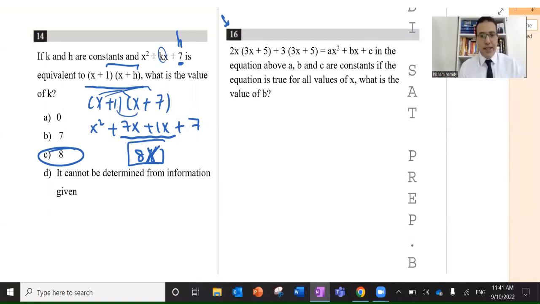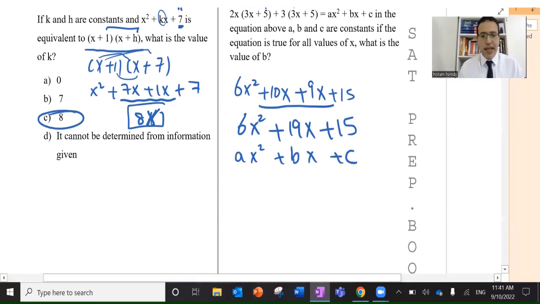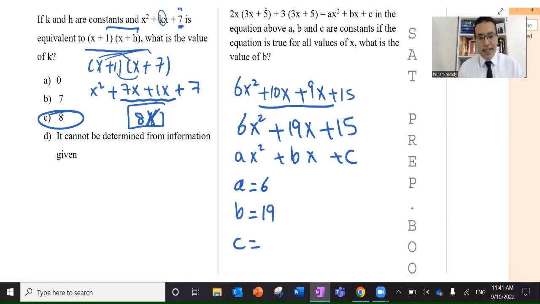Regarding question 16, it's the same. I'm going to compare between what's written on the left with what's written on the right. So I'm going to expand. 2x by 3x, 6x squared, and 2x by 5 is 10x. Then 3 by 3x is 9x, 3 by 5 is 15. Adding the like terms, 9 and 10 is 19. Compare this one with ax squared plus bx plus c. So it's clear that a is equal to 6, and b is equal to 19, and c is equal to 15. He's only looking for the value of b.